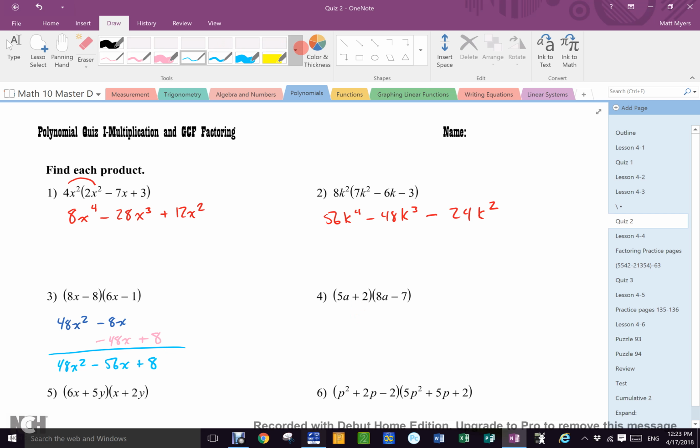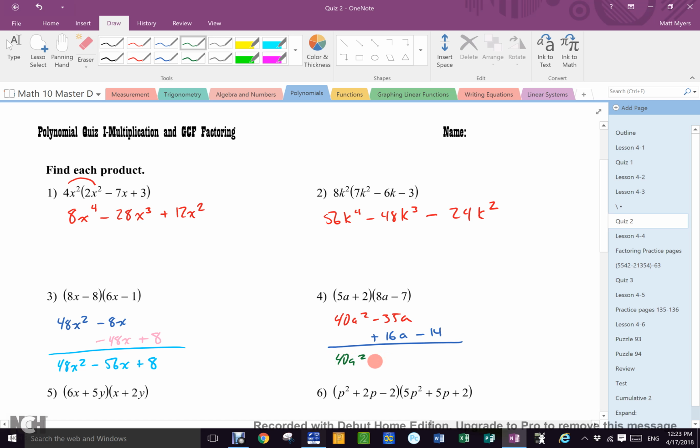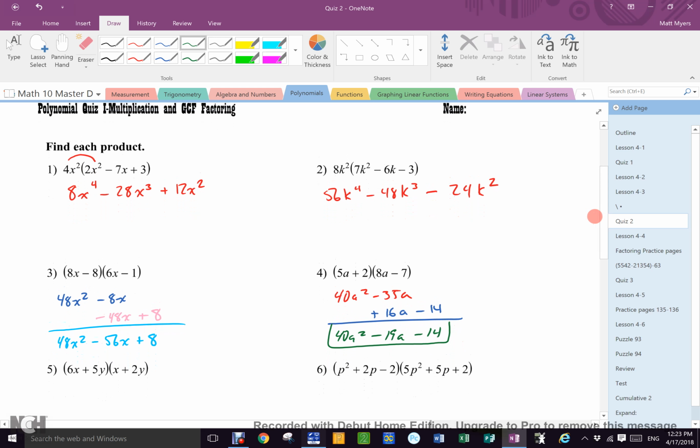Same thing here. You're going to have 40a squared minus 35a plus 16a minus 14. Then you're going to add it up, and you're going to get 40a squared minus 19a minus 14. Yeah? Any questions up to the end of 4? All right, those are pretty easy.